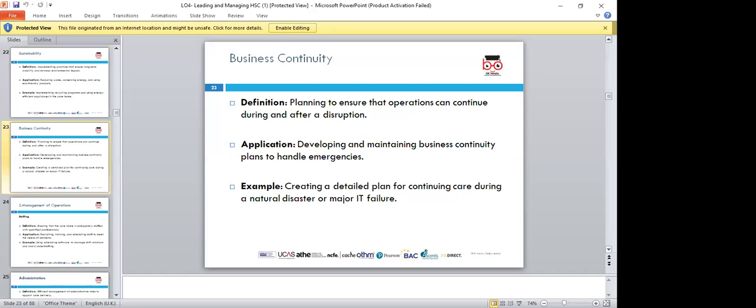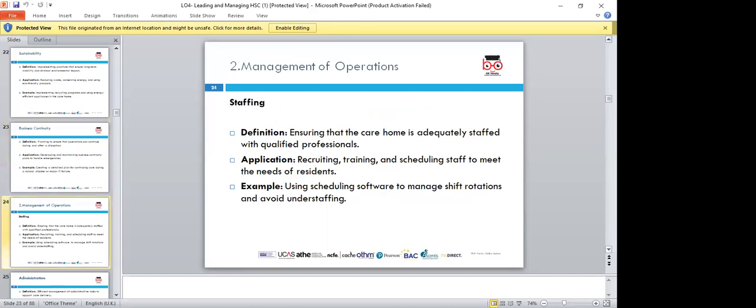Definition: planning to ensure that operations can continue during and after a disruption. Application: developing and maintaining business continuity plans to handle emergencies. Example: creating a detailed plan for continuing care during a natural disaster or major IT failure. This is the business continuity. You create a detailed plan in place, a backup plan.